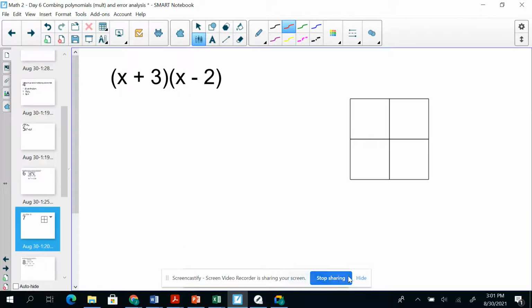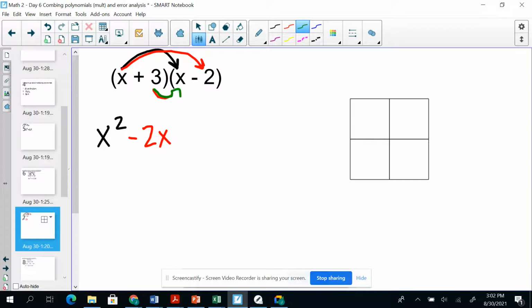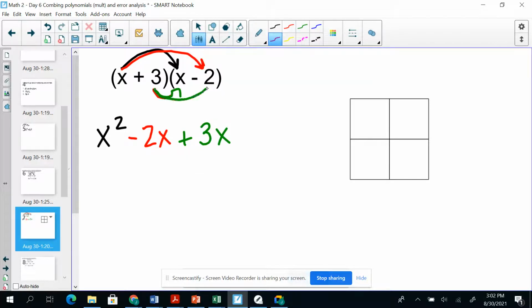All right, binomial times binomial. So FOIL. So first, so x times x, so x squared. And then outer, so the outer two terms. So x times a negative 2, which would be negative 2x. I is going to be inner. So 3 times x is going to give me a positive 3x. And then last should be 3 times a negative 2, which is going to give me a negative 6.